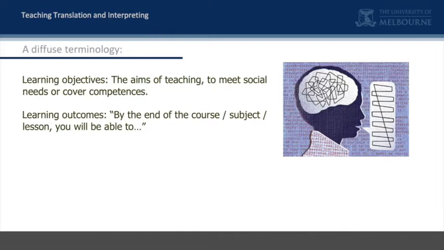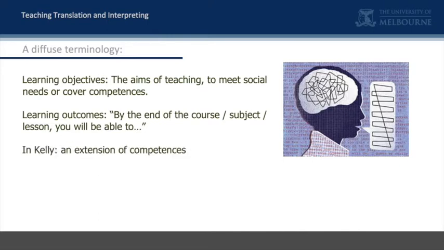Now, both of these concord on a basic distinction between what we might call learning objectives, that's the aims of your teaching, what you're going to do, the sort of stuff that comes directly from the needs analysis, and then learning outcomes, which should have the form in Kelly here, by the end of the course, that is the master, by the end of the subject, or by the end of the lesson, you or the student will be able to ... and you have the things you'll be able to do, or you'll be able to know, I think.